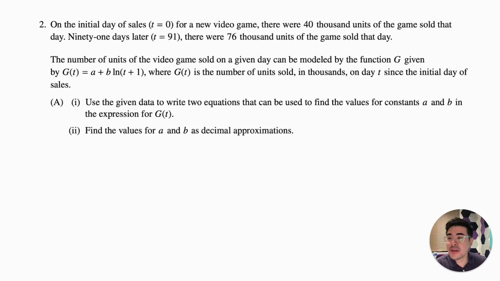All right, question 2 says, on the initial day of sales for a new video game, there are 40,000 units of that game sold. And then 91 days later, there's 76,000 units of that game sold that day. And then they want us to figure out a function that matches this logarithmic function.